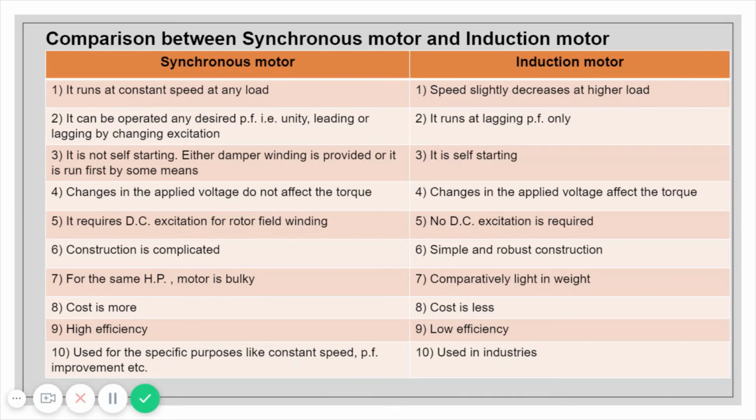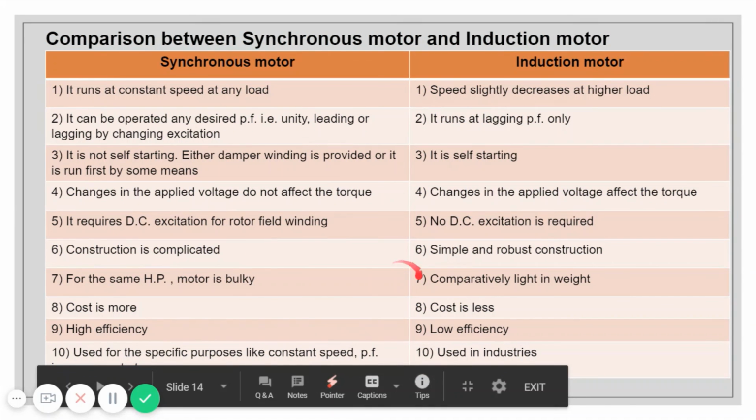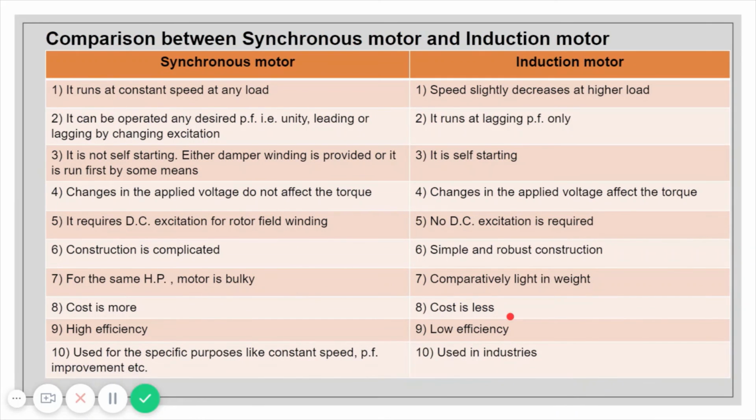In synchronous motor, changes in the applied voltage do not affect the torque. In induction motor, changes in applied voltage affect the torque. Synchronous motor requires DC excitation for the rotor field winding, but there is no DC excitation required in induction motor. Construction is complicated in synchronous motor, while induction motor has simple and robust construction. For the same horsepower, the synchronous motor is bulky, but induction motors are comparatively light in weight. Cost is more for synchronous motor and less for induction motor.